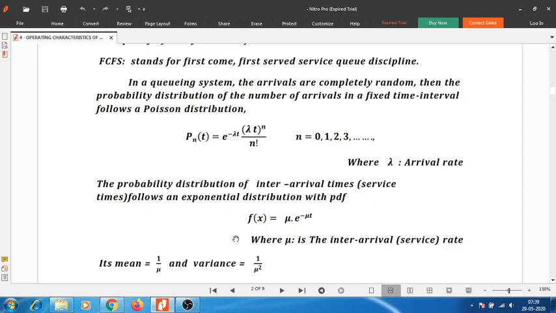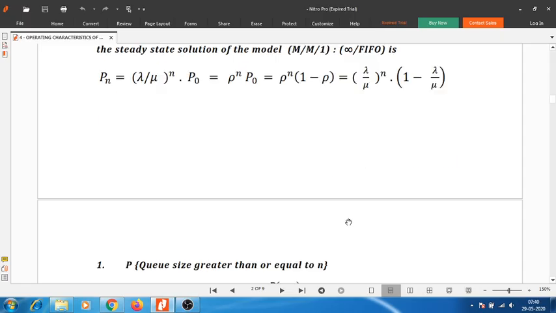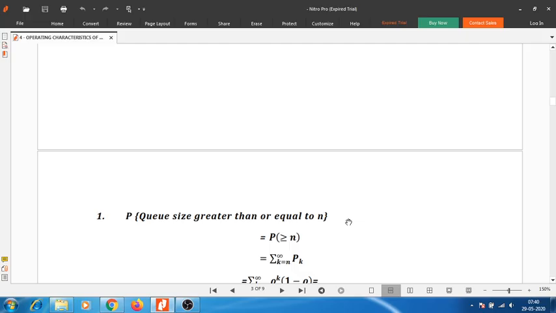How do you find the expectation of x here? The expectation of x is the integral over the range of x of x f(x) dx. What is the range here? From 0 to infinity. Here instead of x you can write t greater than 0. That is called the inter-arrival distribution or service time distribution, which is also known to you. Now we start with the operating characteristics.